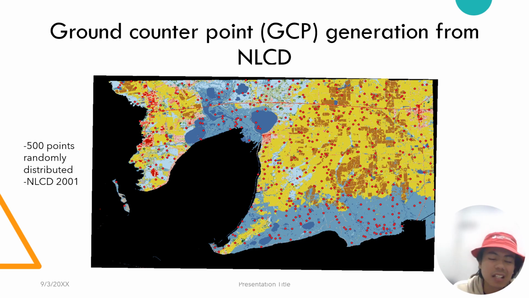However, the NLCD data are limited. The USGS provided the NLCD data from 2001 until 2021. So we need information from before 2001 and after 2021. So we consider using the GCP points from Google Earth Pro.